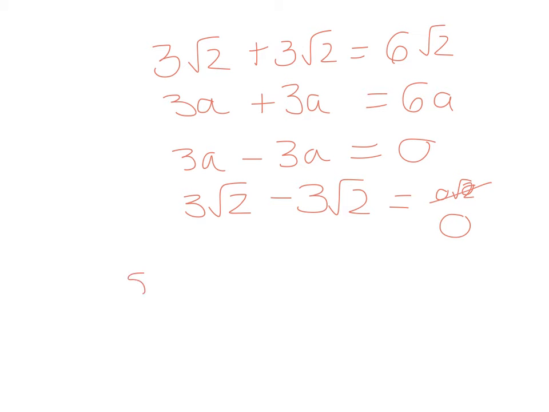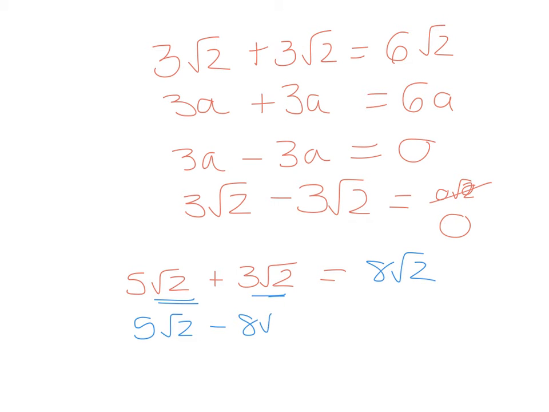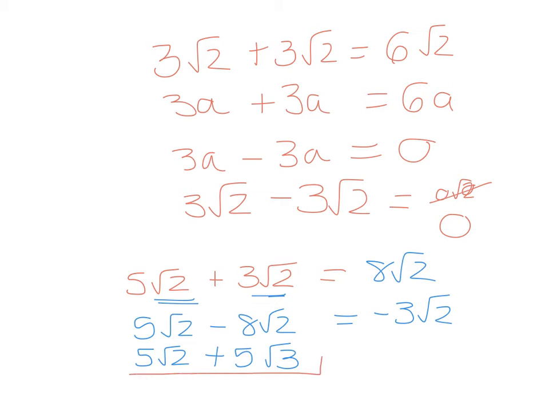If I have 5 radical 2 plus 3 radical 2, as long as the radicals are the same, I can combine these and get 8 radical 2. 5 radical 2 minus 8 radical 2 would give me negative 3 radical 2. If the radicals are different, I cannot combine them. So 5 radical 2 plus 3 radical 3, can't combine it. It's as simplified as it can be.